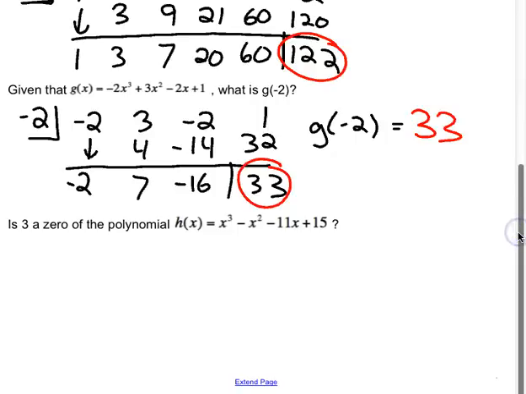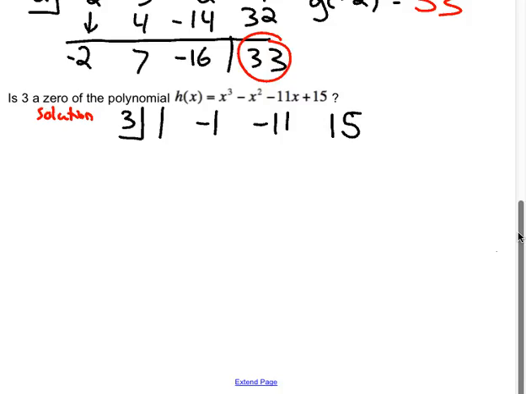I could also ask you something like this. Is 3 a 0 of the polynomial? Okay, this is again kind of a lead into what we're going to be starting tomorrow. So is 3 a 0, or another word for that, is 3 a solution of that polynomial? Well, let's use synthetic division to find out. So we want to know, is 3 a 0 of this thing? So I'm going to run it through synthetic division.